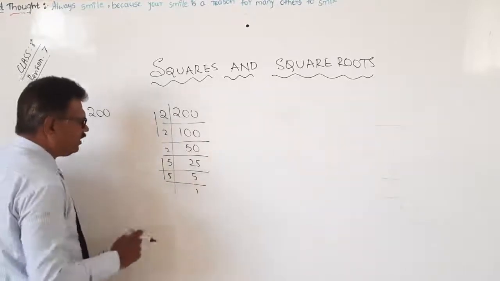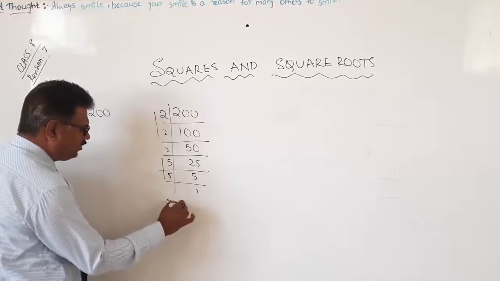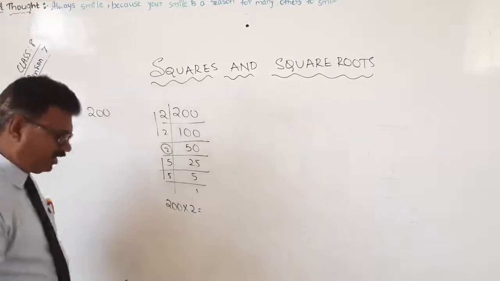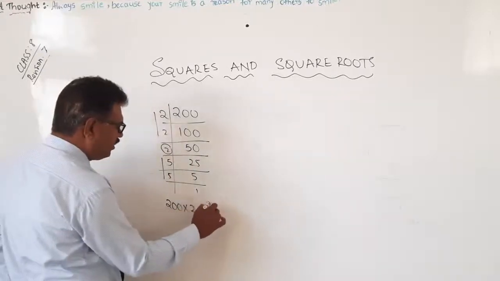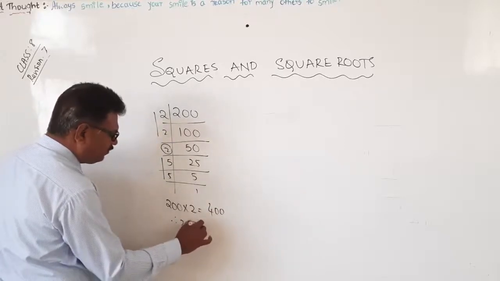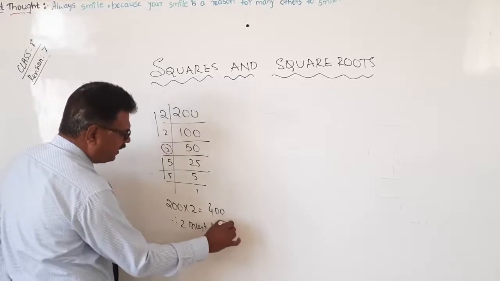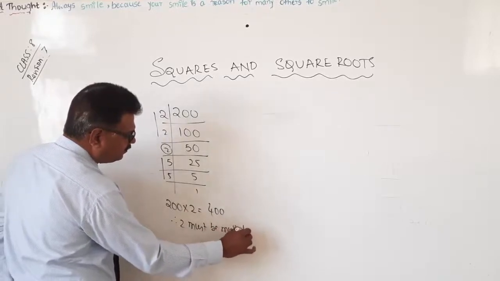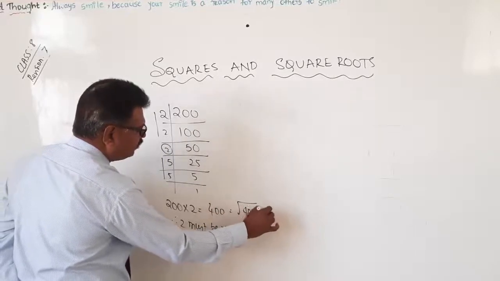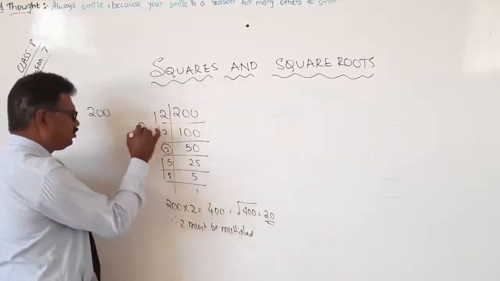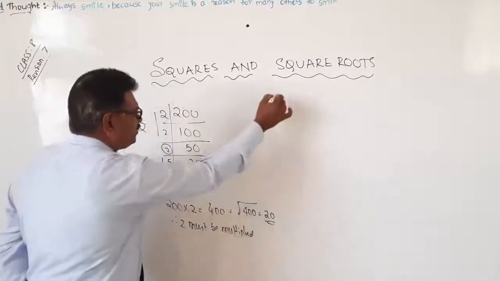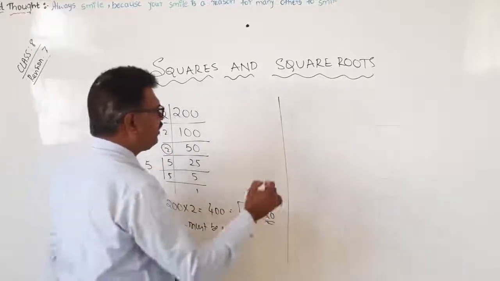What must be multiplied means what? This 200 should be multiplied by 2, because for this 2, one more number we want. Therefore, 2 must be multiplied. That's all. Therefore, the square root of 400 will become 20, because it is 2 into 5, 2 5s are 10, into 2, that is 20. Okay? Yes. Some more numbers.